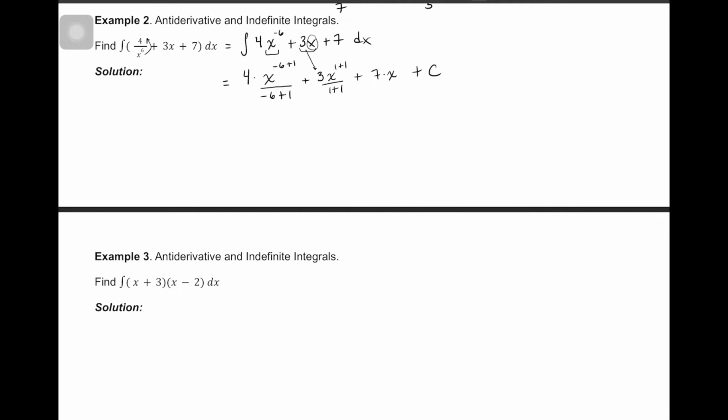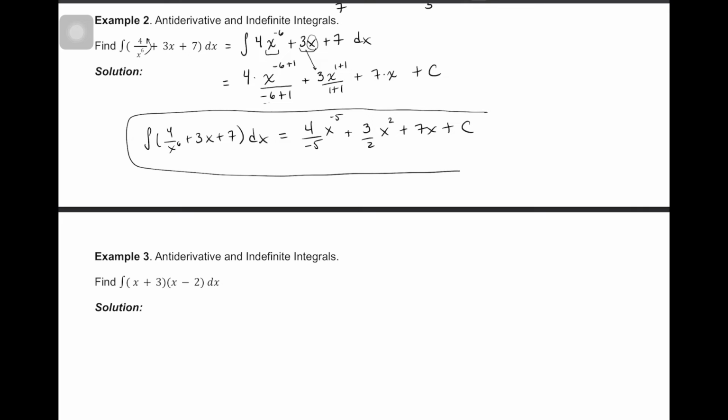So this is the antiderivative, but let's go ahead and rewrite the whole thing in a better form. That way, let's simplify it. So that means that this is going to be 4 over negative 6 plus 1 is negative 5, x to the negative 5 plus 3 over 2 times x to the square, and then 7x, and then plus c. And there you go. We found the antiderivative.